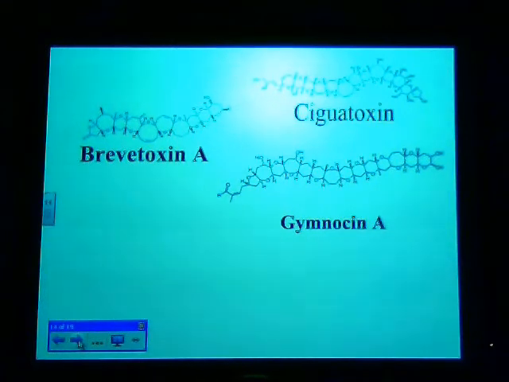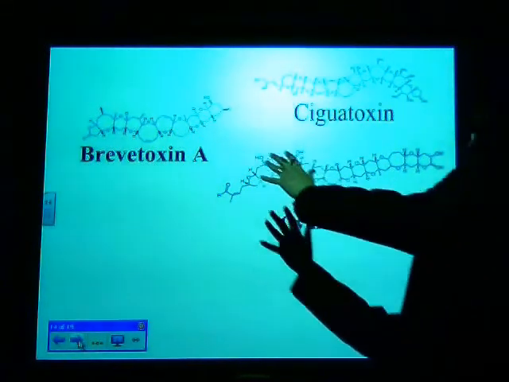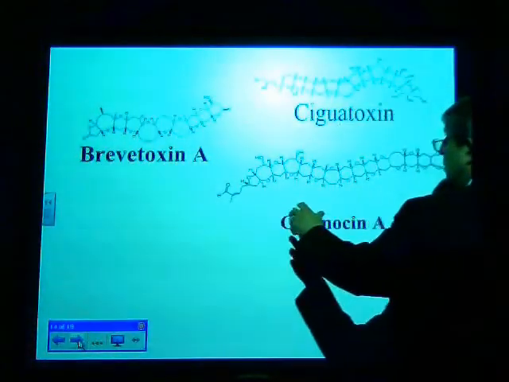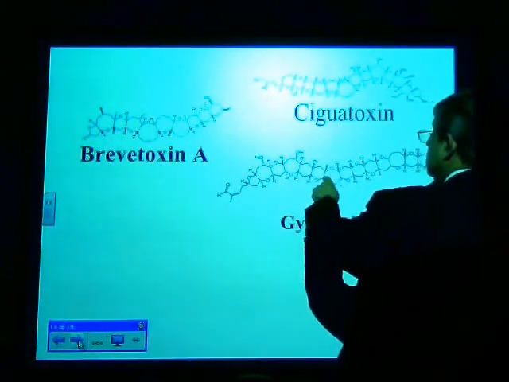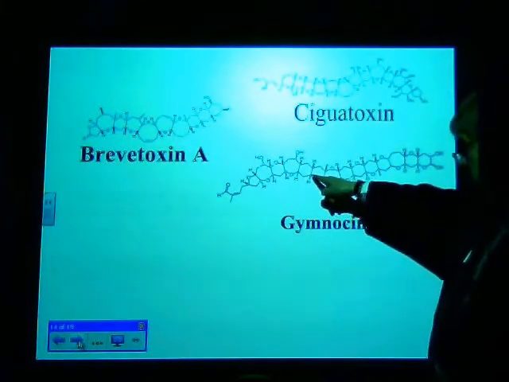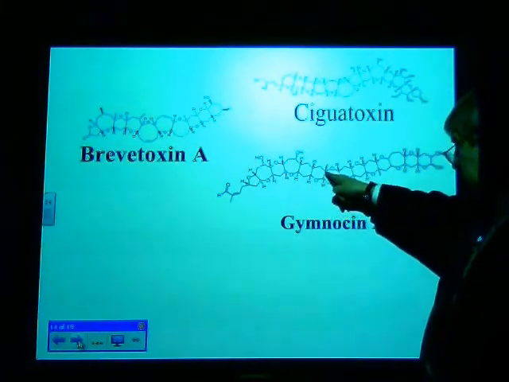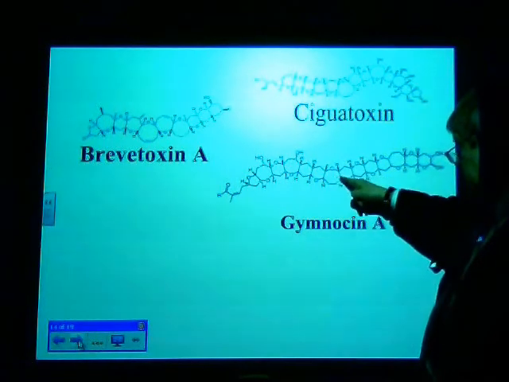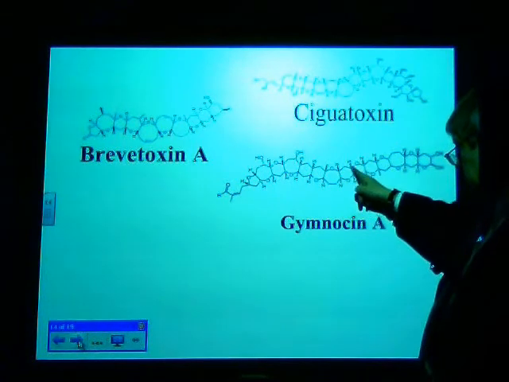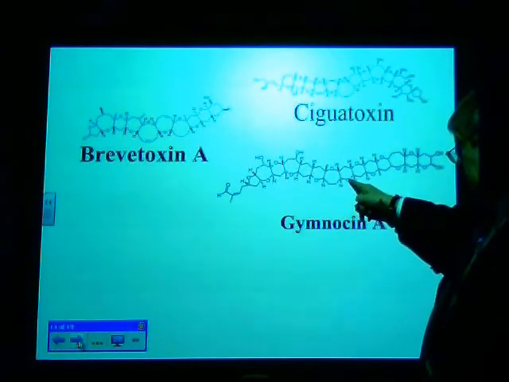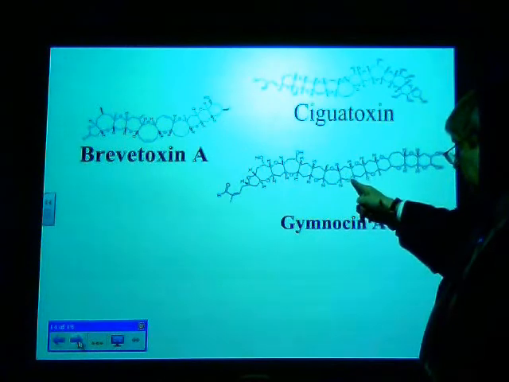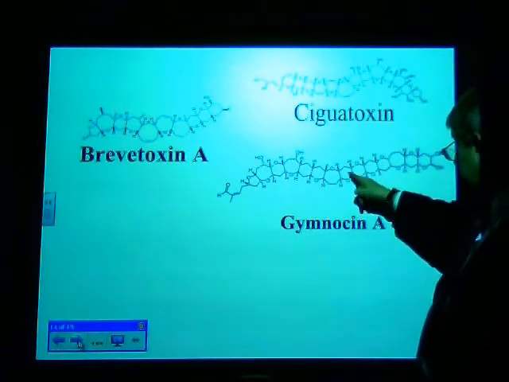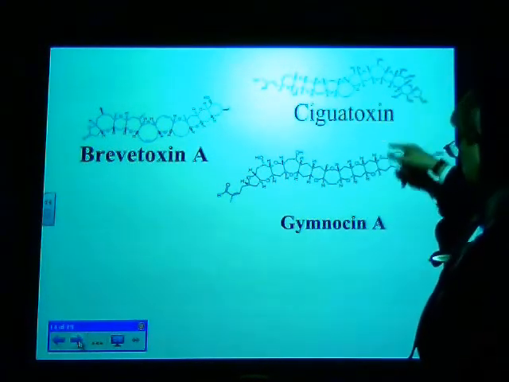Brevetoxin produces something called neurotoxic shellfish poisoning. Now all these compounds here are what we would call polyethers. You'll notice that there's carbon bonded to oxygen, repeating over and over again. This is a cyclic polyether. This particular ring right here is a tetrahydropyran, and you see that repeating over and over again. And it's in a lot of these structures.